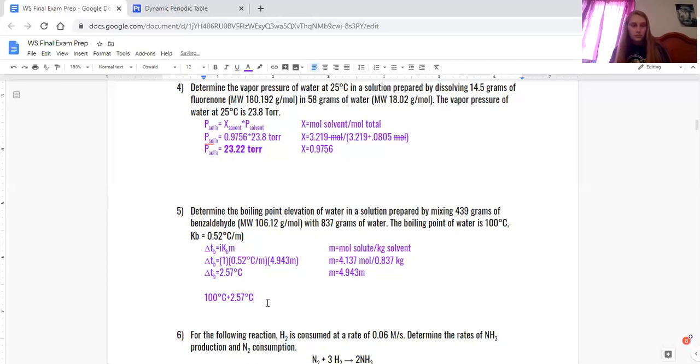Okay. And then you're going to have your total. So our boiling point is going to be equal to 102.57 degrees Celsius. And there's your final answer.